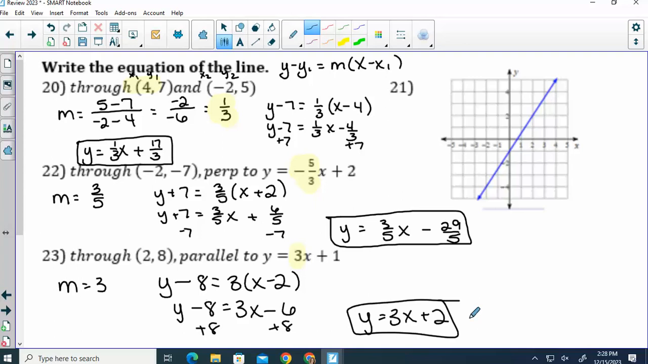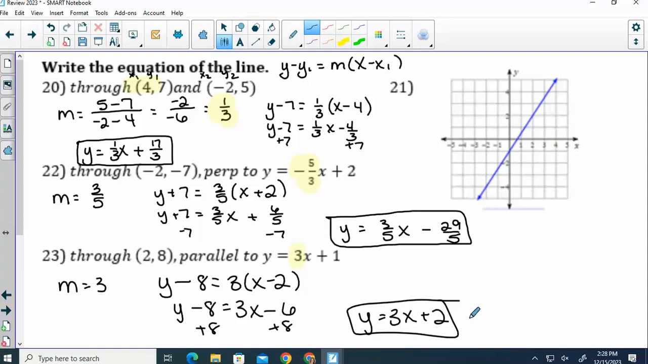Okay, I accidentally skipped 21. I did these out of order. But are we doing okay on those so far? So you need to remember parallel, same slope, perpendicular, what do you do? Opposite reciprocal. Flip it and change the sign.